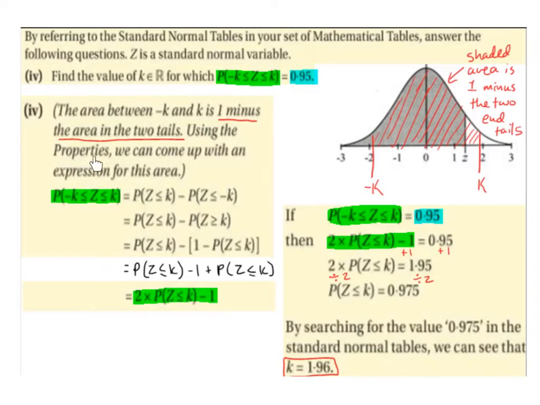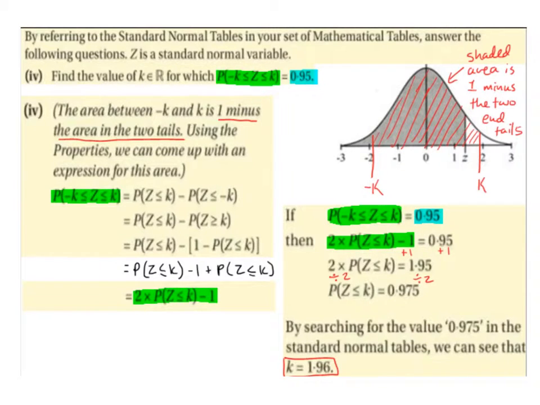Using the properties, we can come up with an expression for this area. The probability that Z is greater or equal to minus k but less than or equal to k is the same thing as the probability that Z is less than or equal to k minus the probability that Z is less than or equal to minus k. The probability that Z is less than or equal to k is all of this area. Subtracting the probability that Z is less than or equal to minus k, which is this area, leaves us with what's in between.